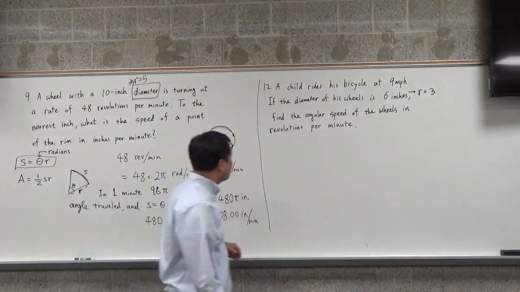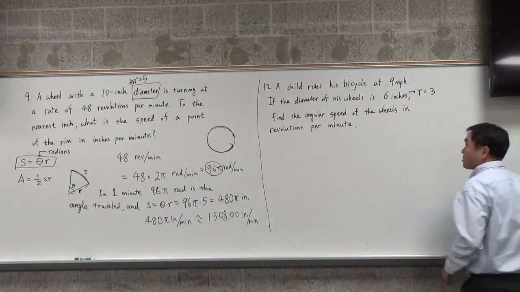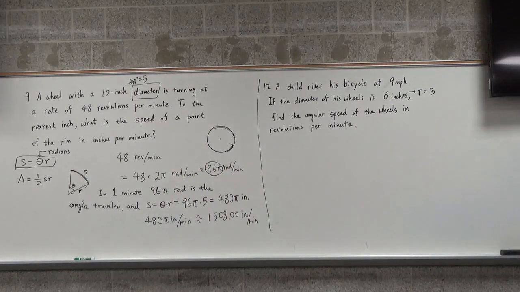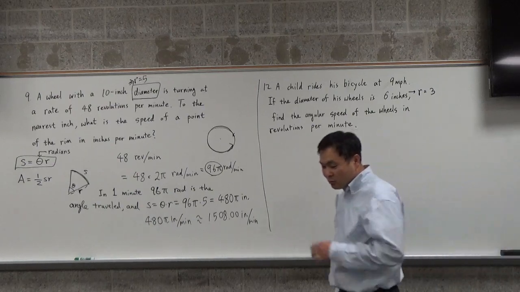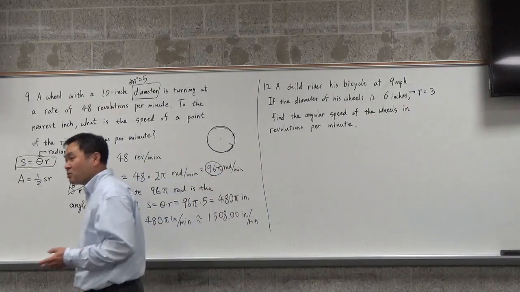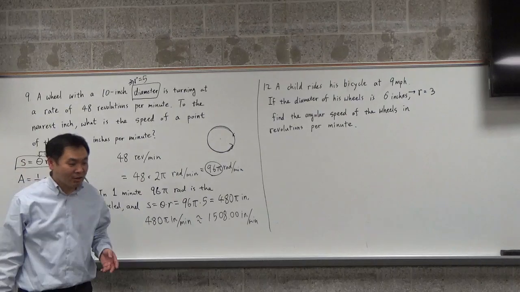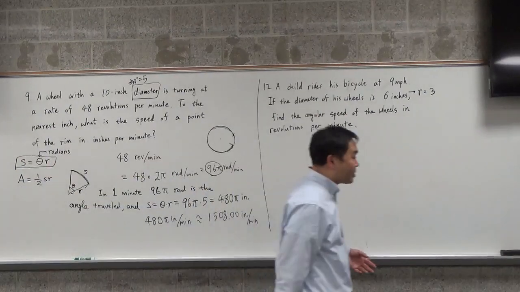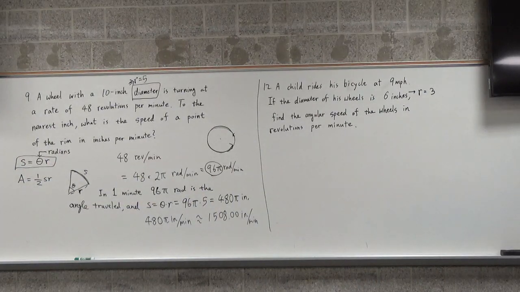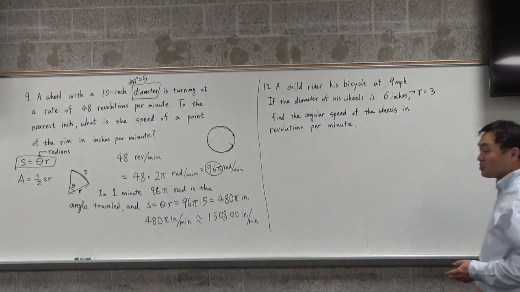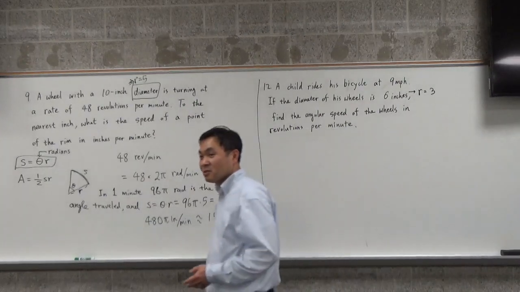We have to convert the linear speed into angular speed as revolutions per minute. Okay, so for this question, I guess you need to be provided how many feet are in 1 mile, and then how many inches are in one foot.